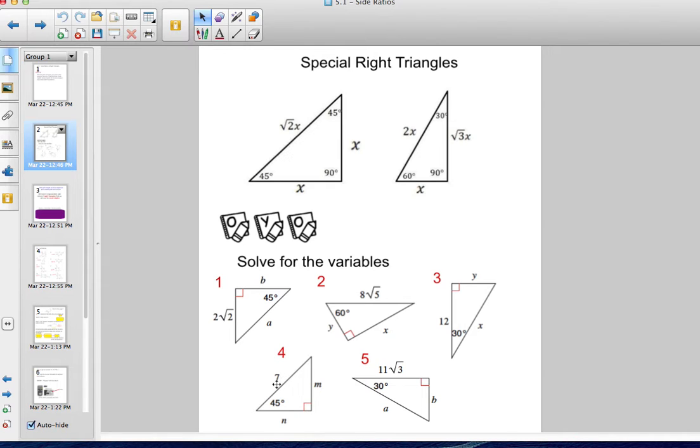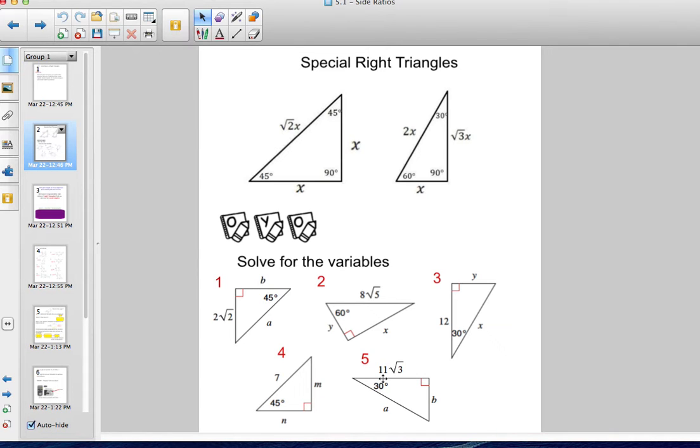So again, this one here, we have x root 2, and they give us that. So I would say 7 equals x root 2 and solve it for x. So when you do it that way, you're going to get x root 2 equals 7. Divide by root 2 on both sides. You're going to get x equals 7 root 2 all divided by 2. That's what n is, and that's also what m is. Again, they're going to be the same. This is an isosceles right triangle.